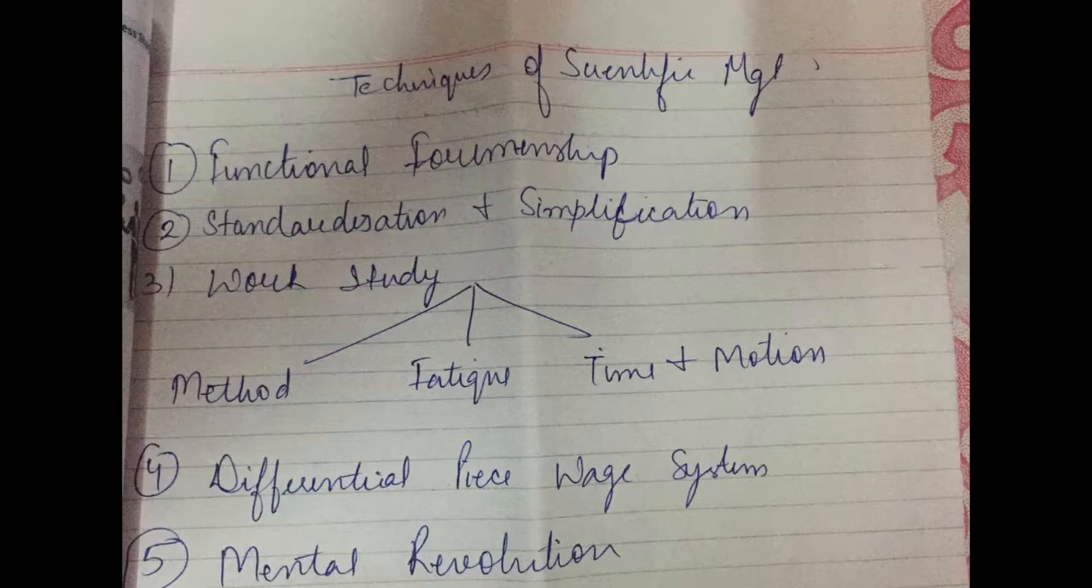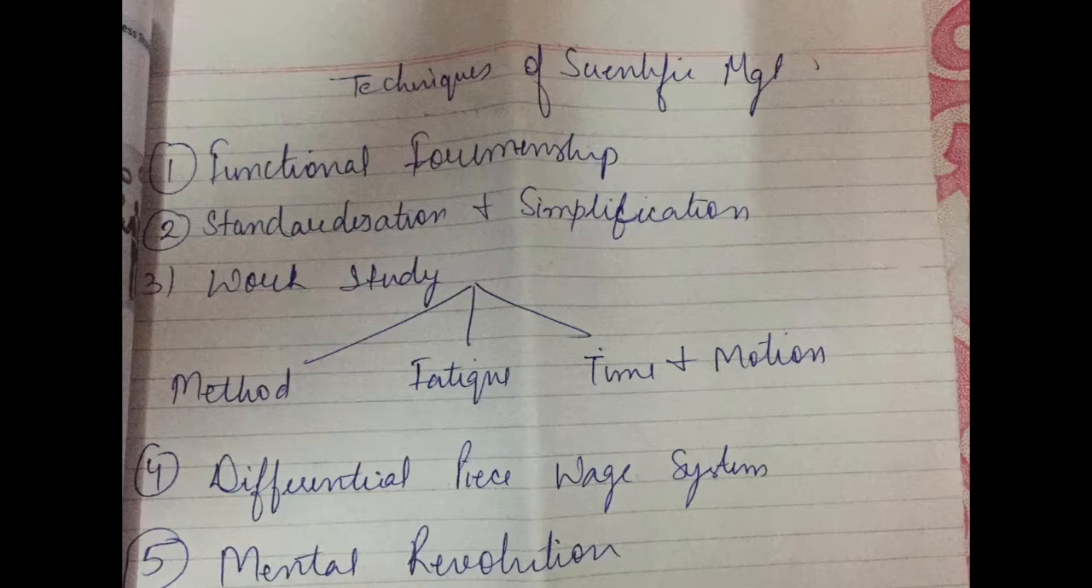Let's understand the eight functional experts suggested by Taylor. Two departments, planning and production, and in each department four clerks will be there. Let us start with the planning department. Under the planning department, the four clerks are listed as follows. Number one is route clerk, second is instruction card clerk, third is time and cost clerk, and fourth is disciplinarian. Let's discuss these points in detail.